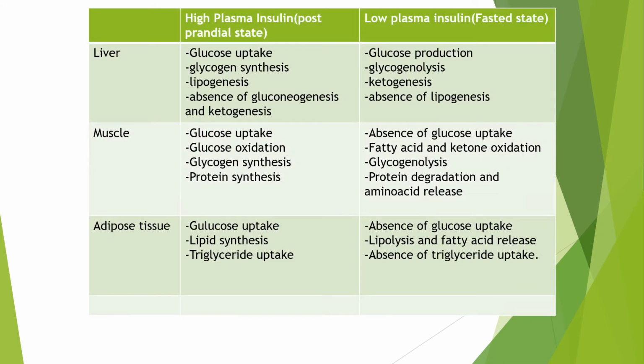So, when we see the effect of high plasma insulin or low plasma insulin on the different organ systems, during postprandial state, which is a high plasma insulin level, it causes glucose uptake, glycogen synthesis, lipogenesis, and absence of gluconeogenesis and ketogenesis in the liver. And it causes glucose uptake, glucose oxidation, glycogen synthesis, and protein synthesis in the muscle. And it causes glucose uptake, lipid synthesis, and triglyceride uptake in adipose tissue. The opposite happens when there is a fasted state or low plasma insulin level.